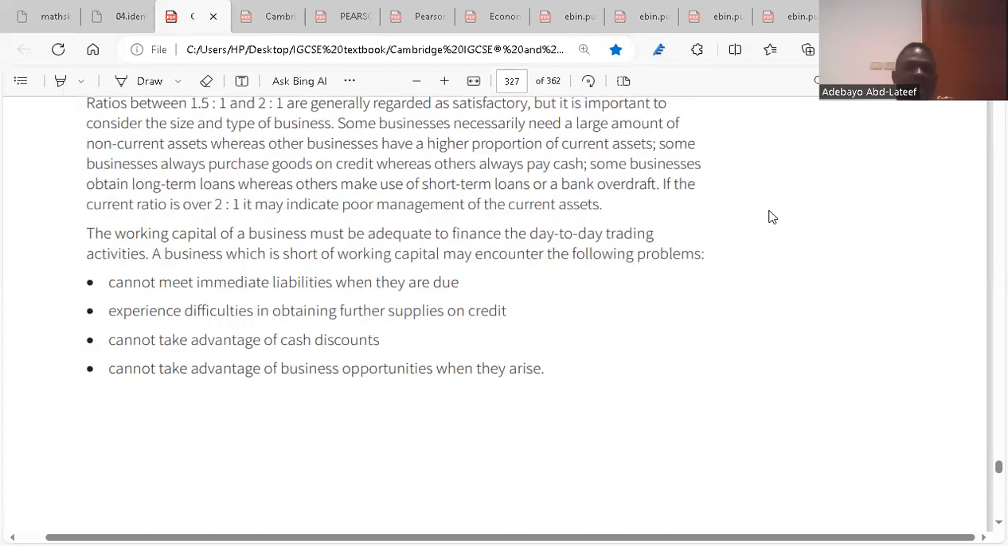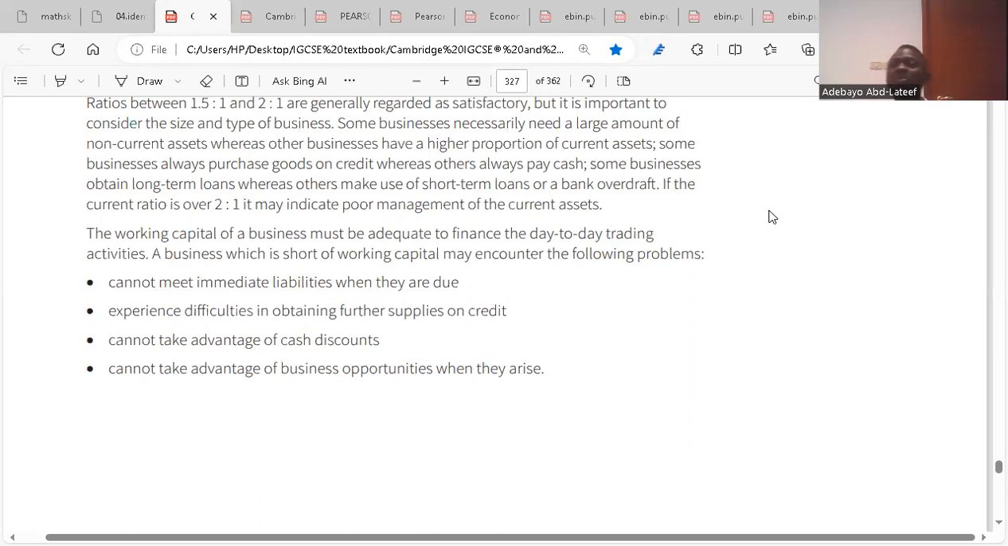Look at what they said. They said the working capital of a business must be adequate to finance the day-to-day trading activities. So a business with a short current ratio may encounter the following problems. One, you won't be able to meet up with credit suppliers. You won't be able to pay them when it is due to pay. And that will also increase your interest because you have to be paying interest on those amounts you are owing your credit suppliers.